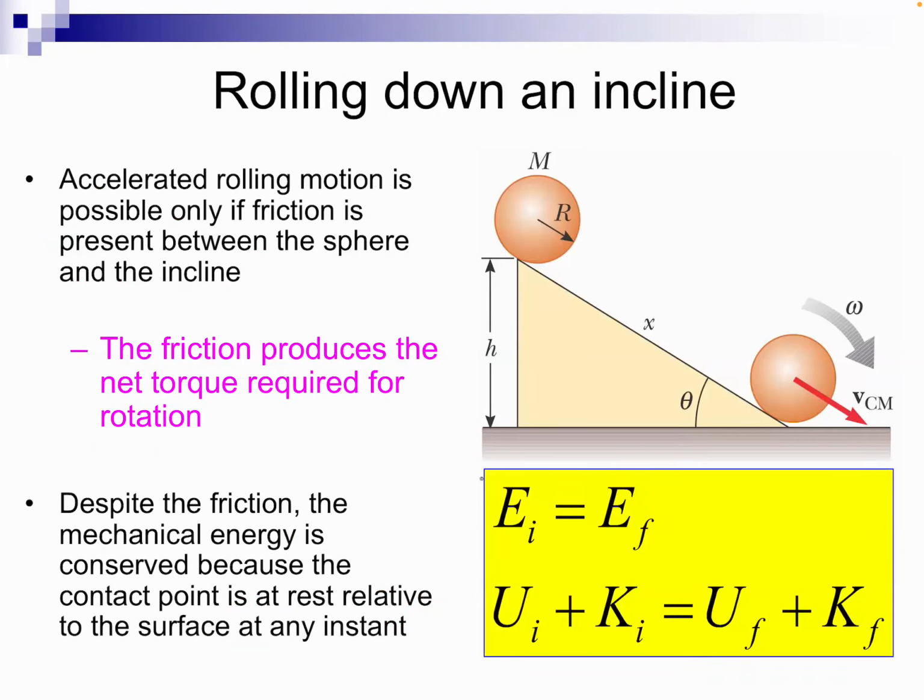Okay, so when you're rolling down an incline, even if there is friction, the key idea I just wanted to point out in this slide is that when we were looking at purely translational motion with friction, we said that friction dissipates energy, and so you have to subtract the work done by friction. Rolling is quite different, because even if there is friction, the mechanical energy is conserved, so the total potential plus kinetic energy before and after would be equal.